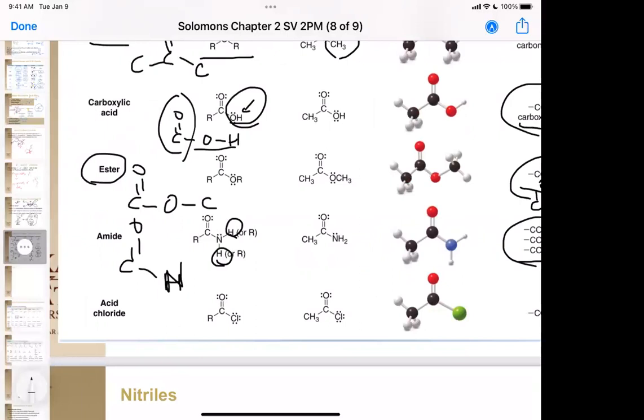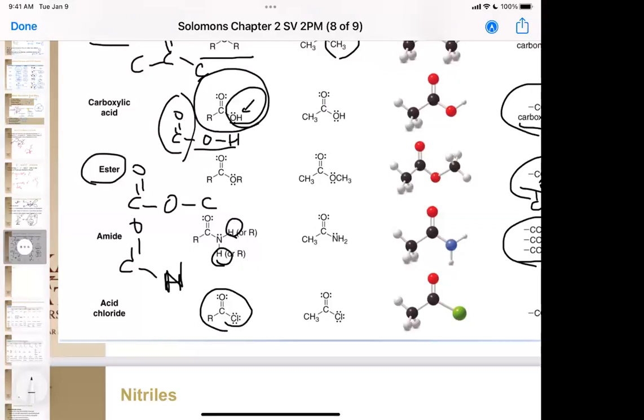Chlorine is more electronegative than oxygen, and that makes this an even more polar bond. Technically, we could put any halogen there, but most of them aren't very stable. Chlorine is probably the most stable of these carbonyl halogens. So we typically call it the acid chloride, because it was a carboxylic acid, we took the OH off and put a chlorine there. The key feature is that we have a carbonyl bonded to a very electronegative heteroatom. Okay, questions about that?